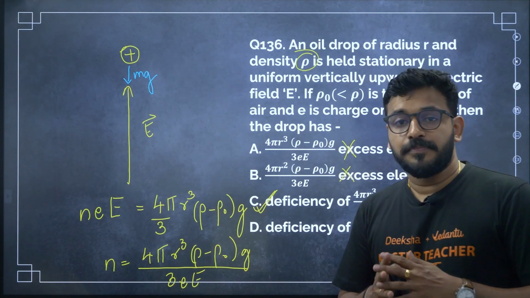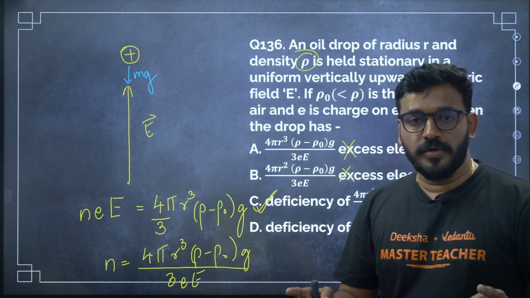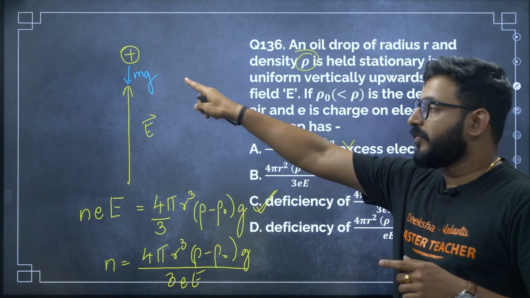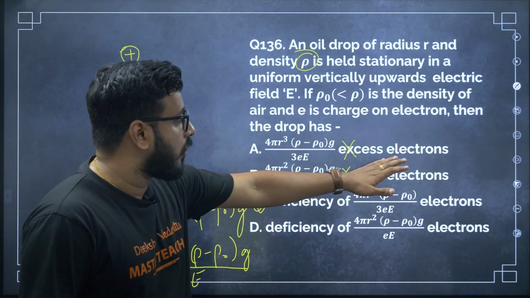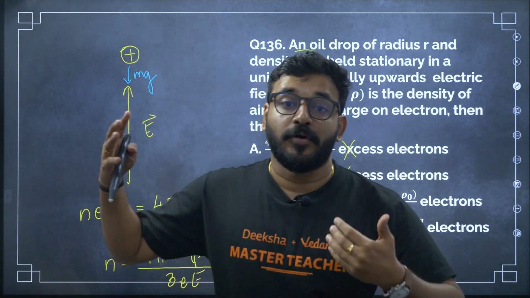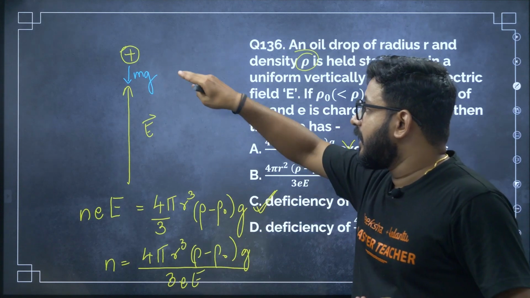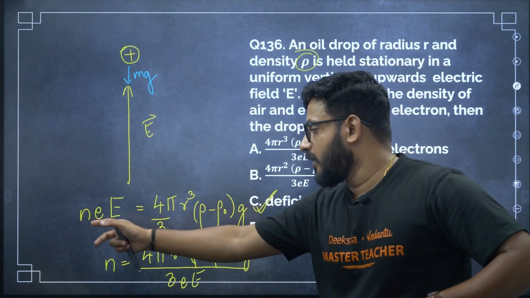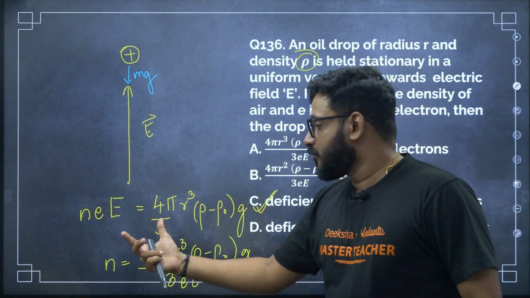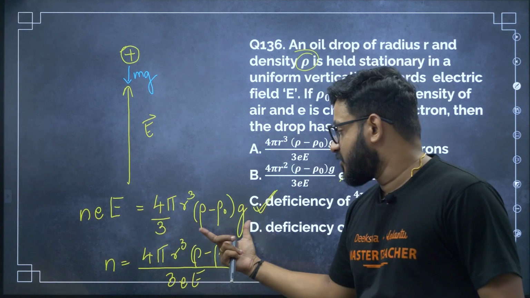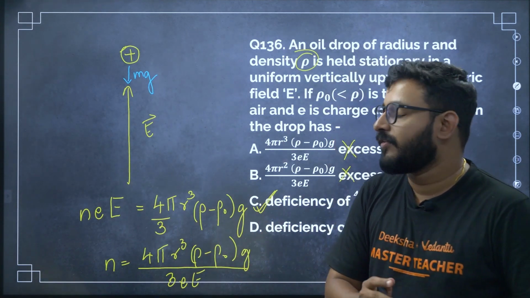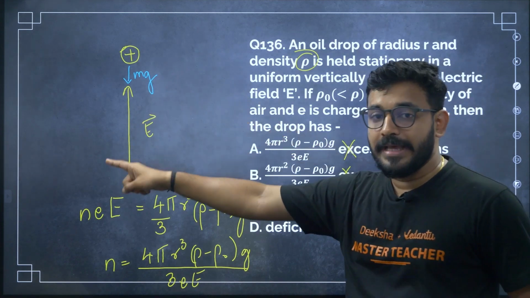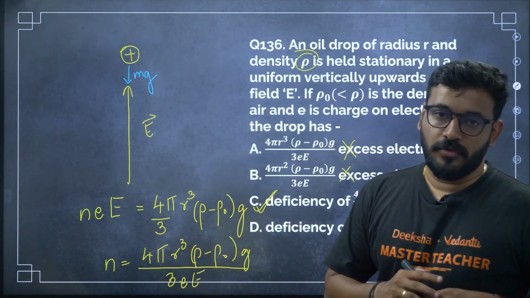So very simple, the conceptual flow is important. First of all, identify whether the electrons are in excess or deficient. We know that they are not in excess, they are deficient because it's positively charged. And how much is the number? Using the equilibrium concept, the electrostatic force is balanced by the gravitational force, or in fact the gravitational force is balanced by the electrostatic force. That's why it's stationary in air, and from there you will get the number of electrons.